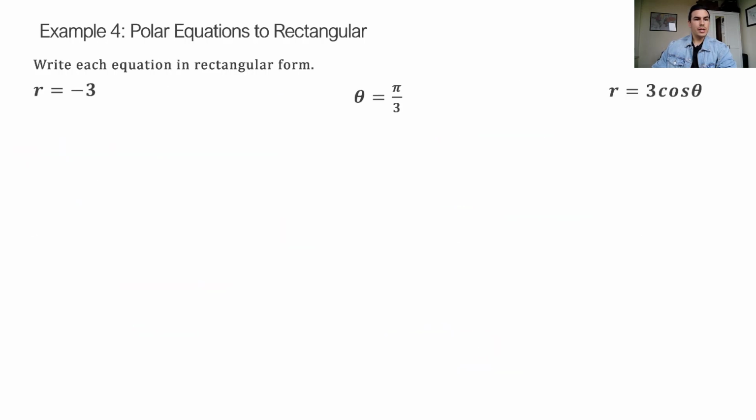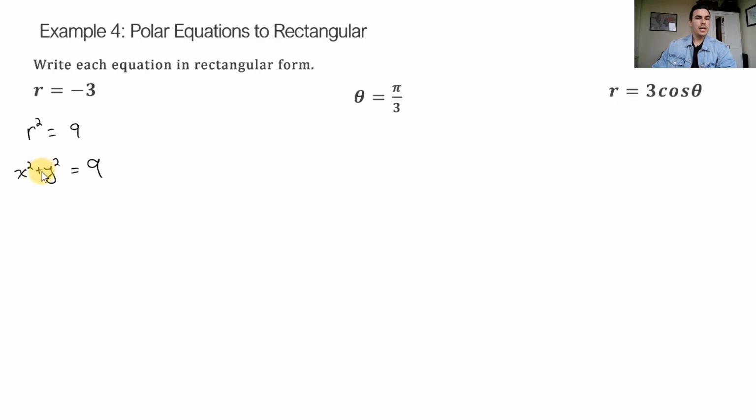Okay, last example slide here. We're going to write each equation in rectangular form. So doing this, if I have r equals some constant, the first thing I should do is try to get that to be r squared. So I'm going to square both sides here, and I get r squared is equal to 9. I want r squared because I know that r squared is equal to x squared plus y squared, right?